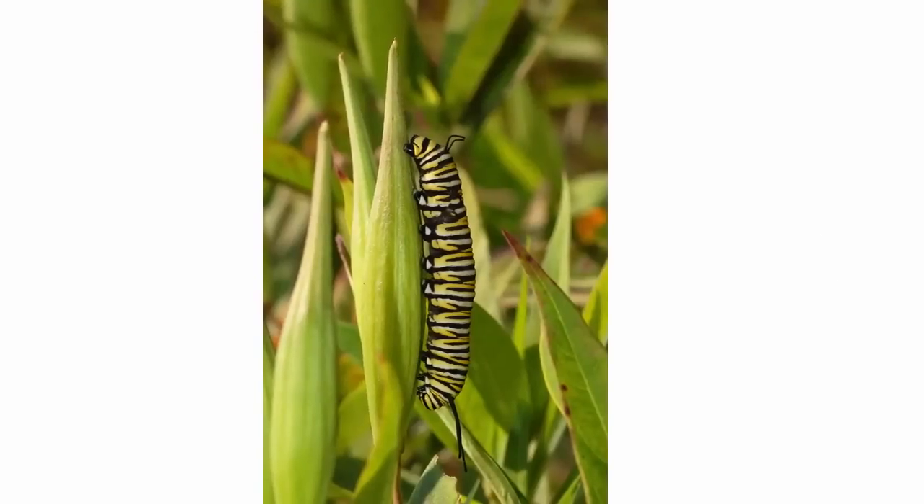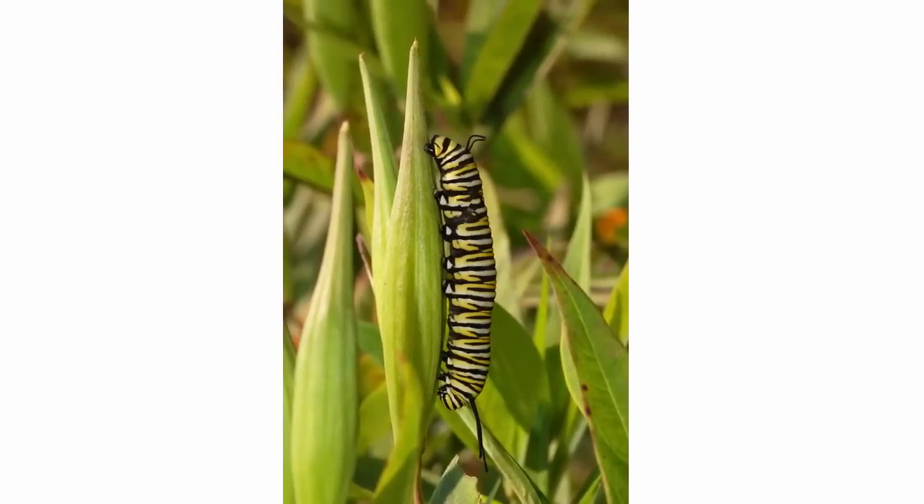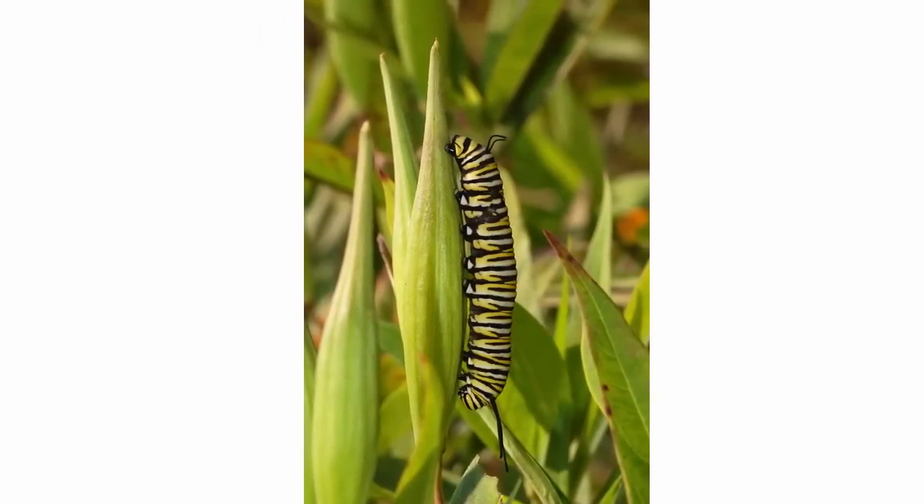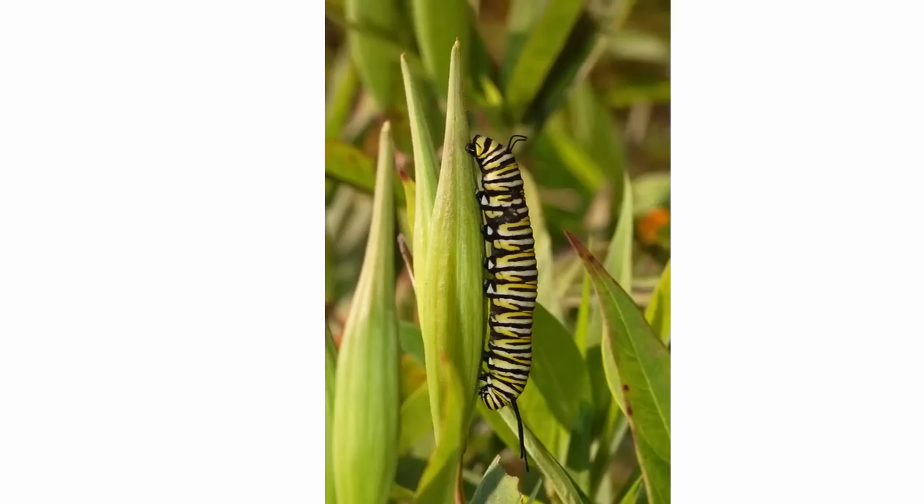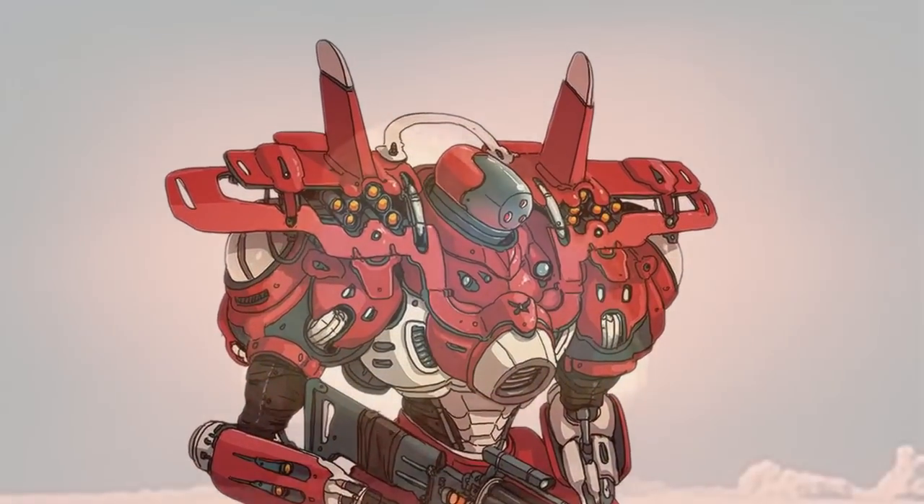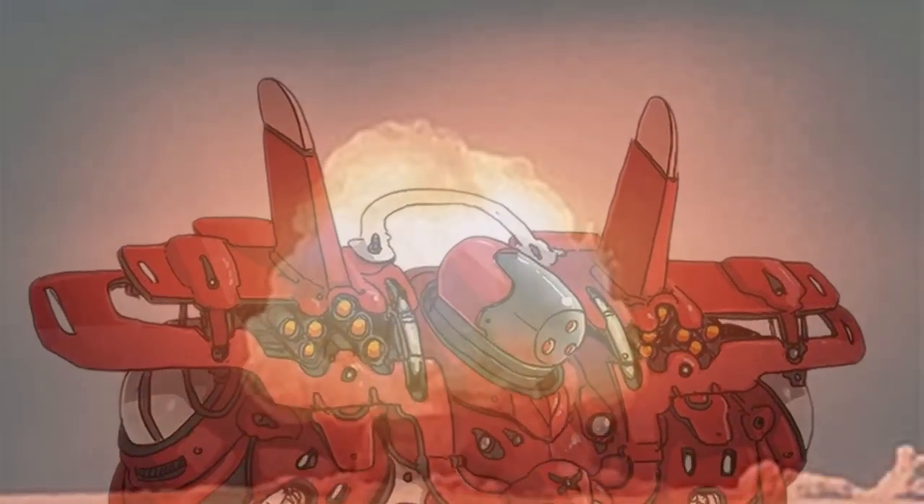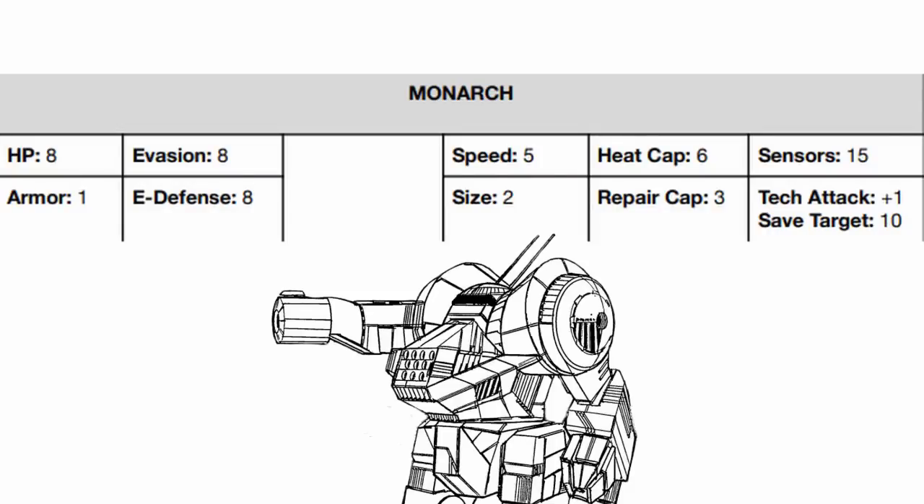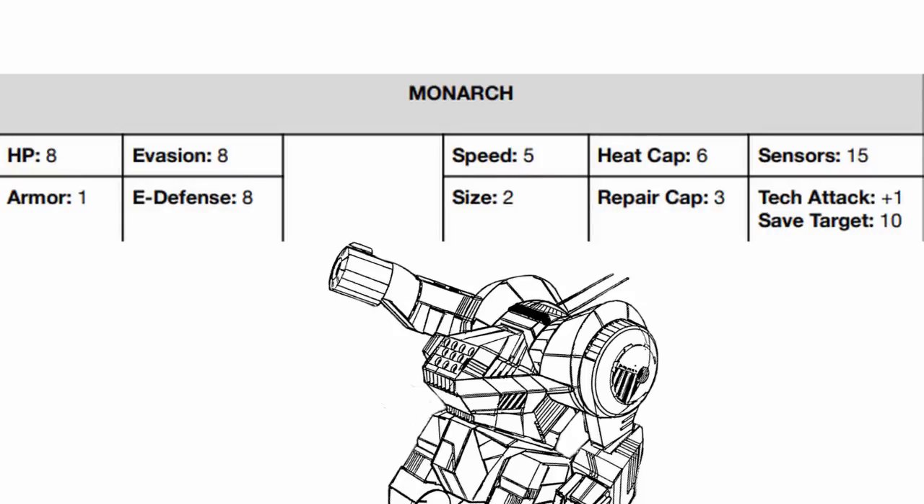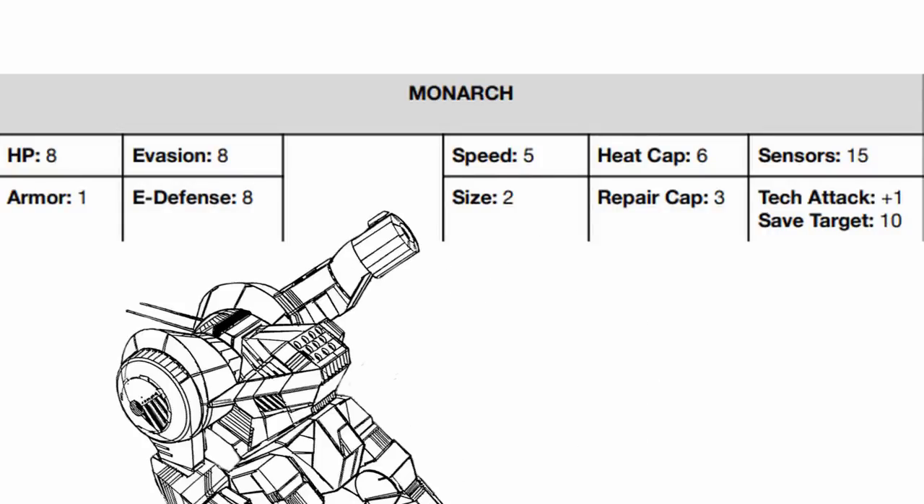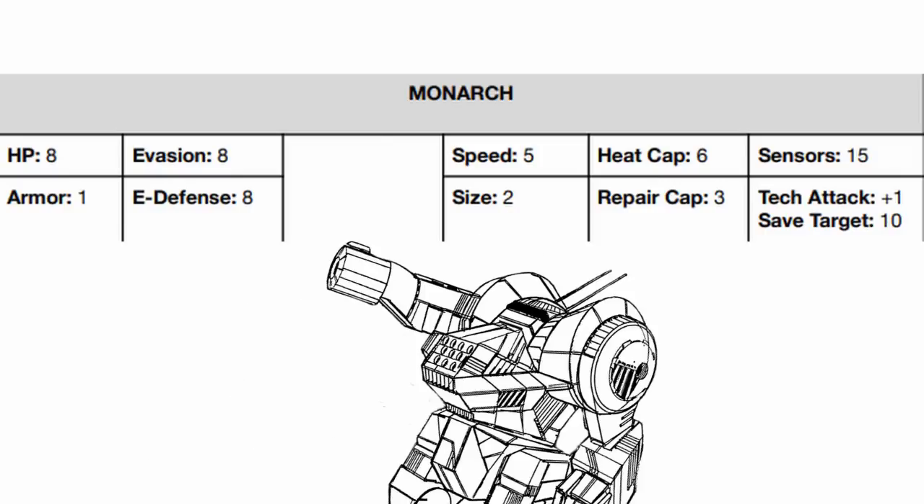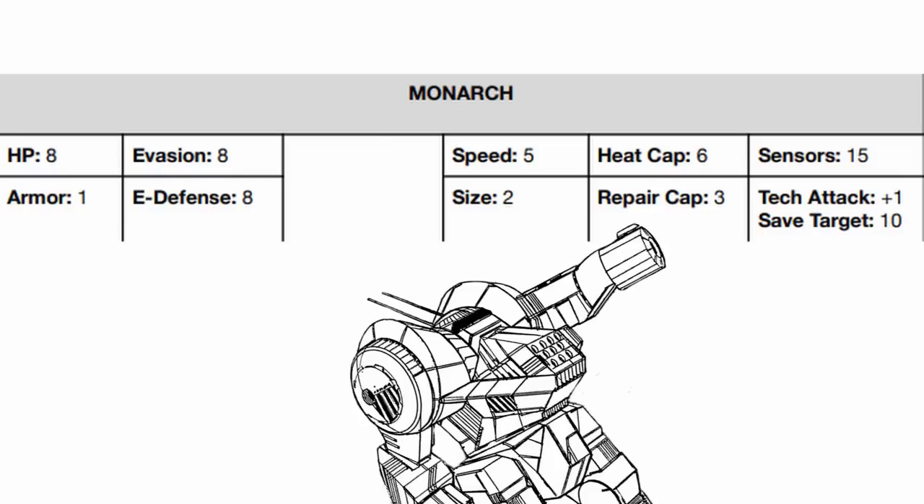The plants they ingested when they are mere caterpillars contain poison that the butterflies store to make them undesirable for predators to consume them. And Monarch the mech decided to up that undesirableness to nuclear level. Looking at its stats, the Monarch has average health and evasion with a nice single armor point. Its speed is good considering how big it is, with an average heat cap and e-defense too. Its sensor range is excellent and it can do tech attacks well too.